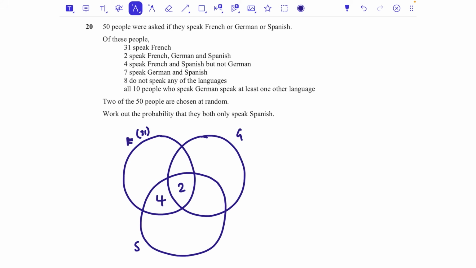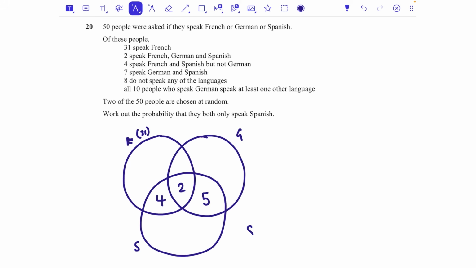7 speak German and Spanish. Now, German and Spanish includes those 2 in the middle. It doesn't say not including the French people. So 7 speak German and Spanish. Now, if it's 2 in the very, very middle, and I need that section to make 7, then this bit is 5. Because 2 and 7 now, that bit adds up to 7.